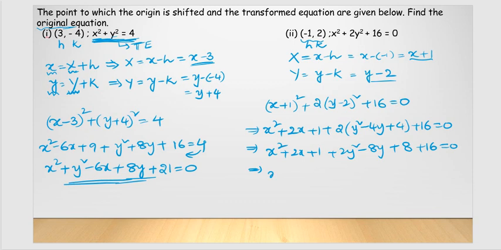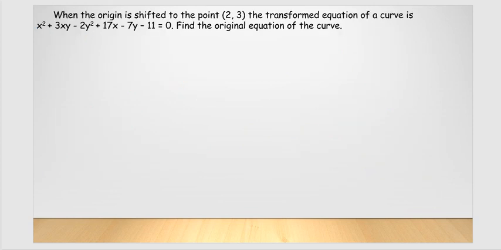So on rearranging and writing, x square plus 2y square, next x term is 2x, y term is minus 8y, next constant, so 1 plus 8 is 9, 9 plus 16 is 25. So this is nothing but my original equation when my origin is shifted. So my origin is shifted to minus 1 comma 2, right? So these are nothing but the problems related to translation, right?